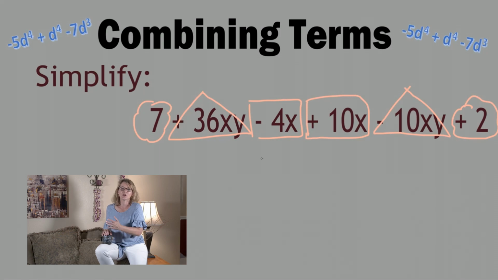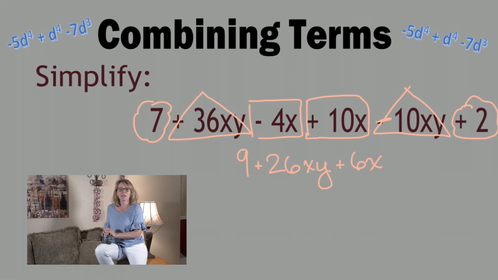7 plus 2 equals 9 for our first term. Triangles. 36 minus 10 equals 26 with the xy right after it. Then our boxes. Negative 4 plus 10 equals 6 x's.